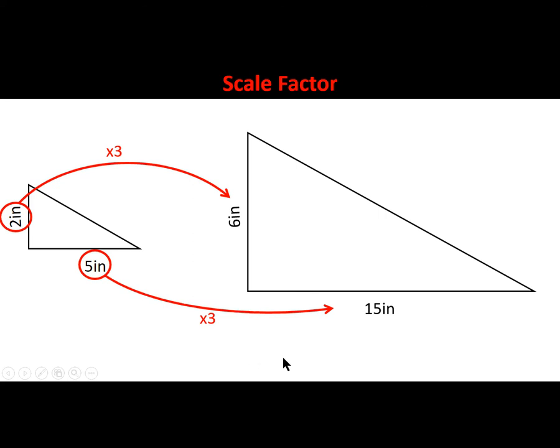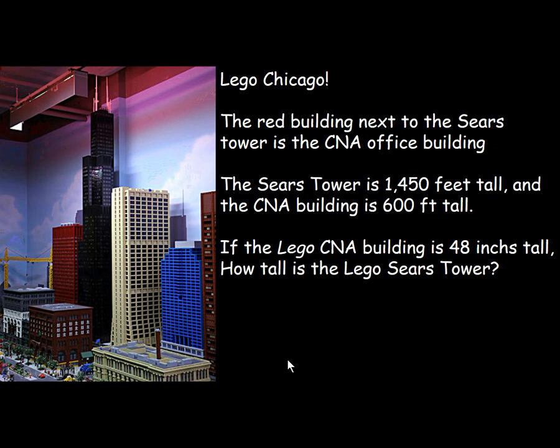Okay, so one more proportion problem. Somebody who had way too much time on his hands built a scale model of Chicago out of Legos. You can see the Sears Tower there right in the middle. The Sears Tower is 1,450 feet tall. That red building next to it isn't really right next to it in reality, but it's close.